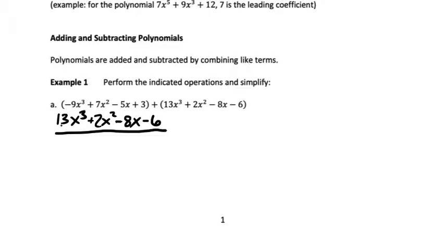So then I'm going to add negative 9 plus 13 is 4. So that's 4x to the third. 7 plus 2 is 9. So we have 9x squared. Negative 5 plus negative 8 is negative 13. And 3 minus 6 would be minus 3. So this is one way you could do it. You can also just rewrite both of them if you want to do that. That way you don't have to worry quite as much about the spacing.